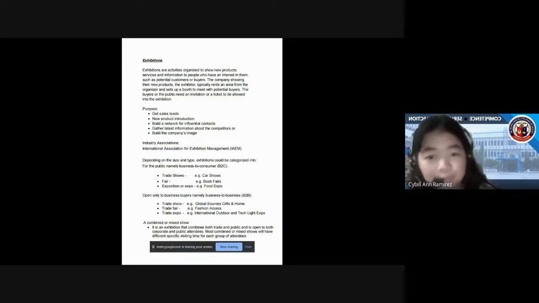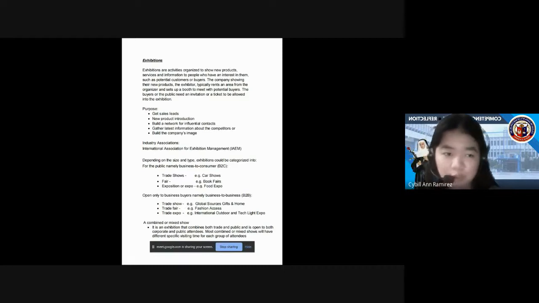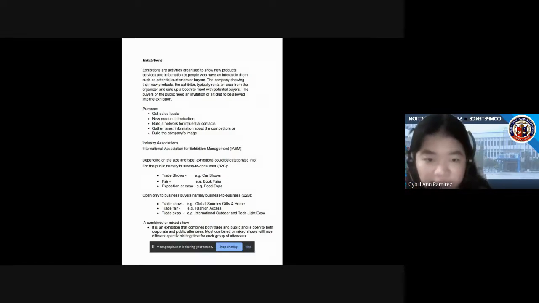There is also business to business. In business to consumer, they set up a booth in hopes of encouraging a potential customer. But in B2B, meaning business to business exhibition, I will set up a booth in order to gain a potential partner for my business. Examples are trade shows like Global Sources Gifts and Home, trade fairs like Fashion Access, and trade expos like International Outdoor and Tech Light Expo.